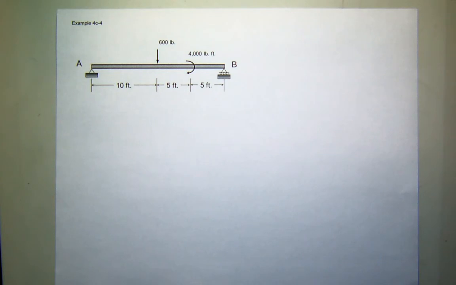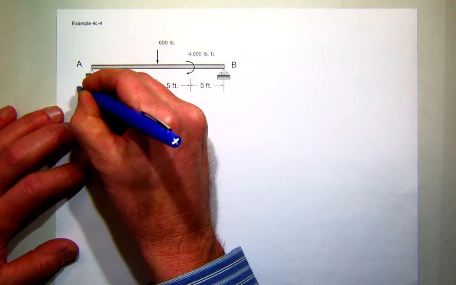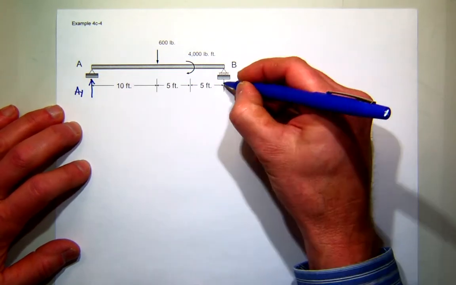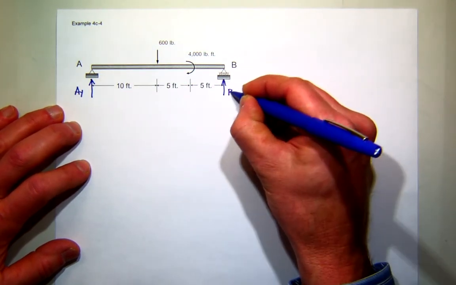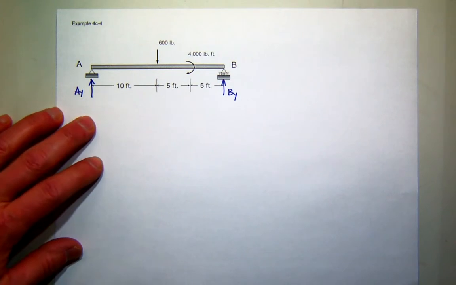Okay, how about this one? This one's got numbers, it's got dimensions, and off the top of my head, I don't know the reactions. So we're going to have to do that. So let's assume that I have a reaction at A and a reaction at B. And let's go find those.